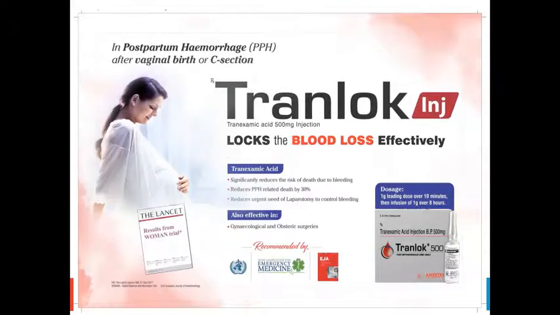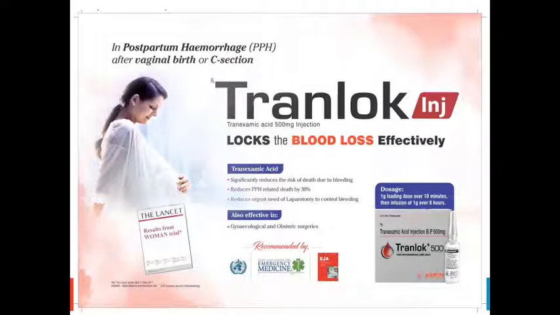Doctor, in postpartum hemorrhage after vaginal birth or C-section, prescribe Tranlock injection. It locks the blood loss effectively. Tranexamic acid significantly reduces the risk of death due to bleeding. It reduces PPH-related death by 30%. It reduces urgent need of laparotomy to control bleeding. Doctor, it is also effective in gynecological and obstetric surgeries. It is recommended by WHO, European Association of Medical Emergencies, and EGA. Doctor, the dosage for Tranlock injection is 1 gram loading dose over 10 minutes and then an infusion of 1 gram over 8 hours.